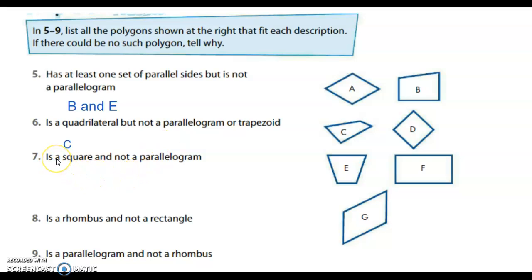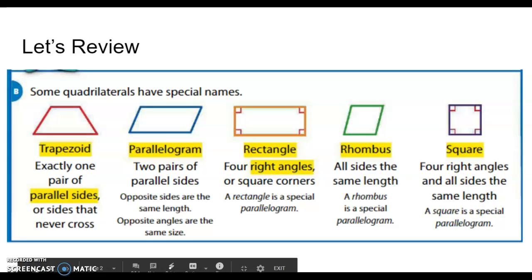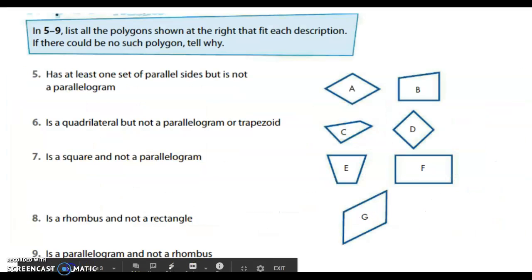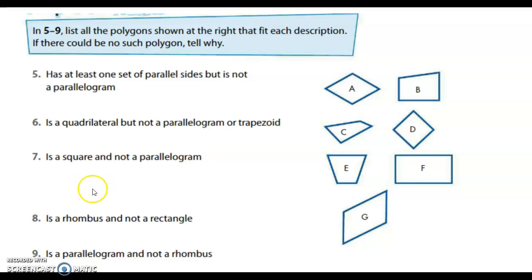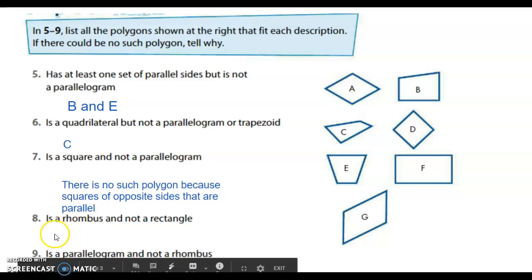Number 7 is a square and not a parallelogram. Well, if I go back to my notes, it says that a square is a special parallelogram. So can I have a square that is not a parallelogram? I cannot have a square that is not a parallelogram. So for number 7, there's no such polygon, because squares have opposite sides that are parallel. So that's not going to work.